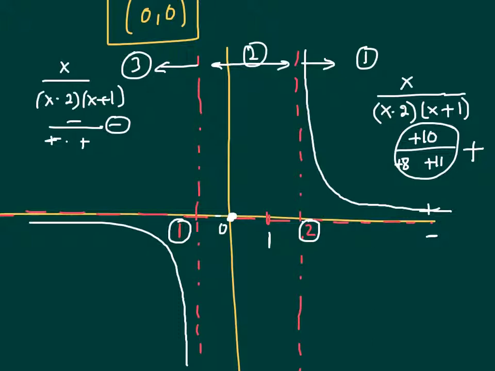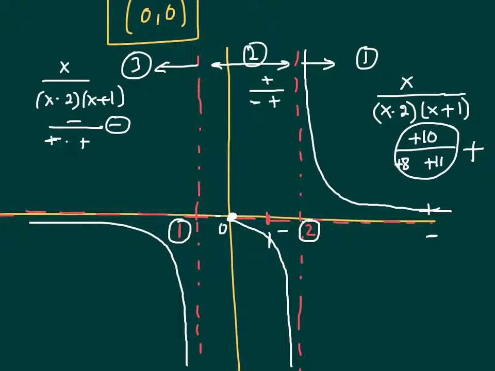Let's say we pick 1. So plug it back into the function. 1 is positive, 1 minus 2 is negative, 1 plus 1 is positive. And so positive divided by negative times a positive is negative. So on this side, the graph is going to go below the x-axis, because when I plugged in a positive 1, I get a ratio that's negative.